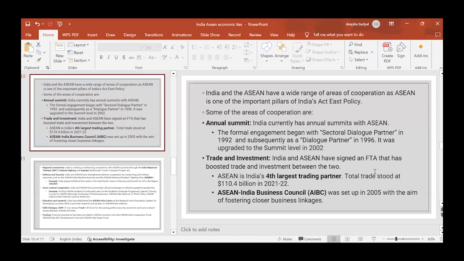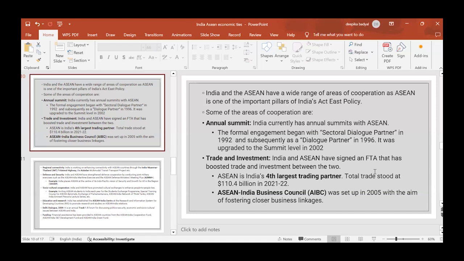The annual summit has started being held after 2002. Earlier, it used to meet occasionally, but it was upgraded to the summit level in 2002, which shows how important it has become both for India as well as the ASEAN countries to meet regularly, to foster ties for both their sakes, right? So trade and investment obviously is the key to any country's economy.